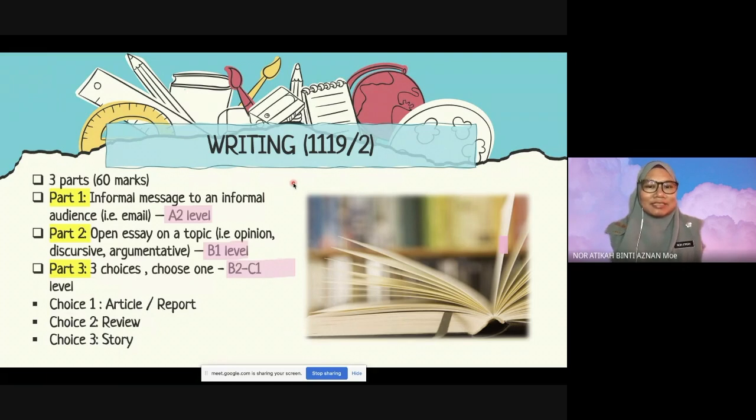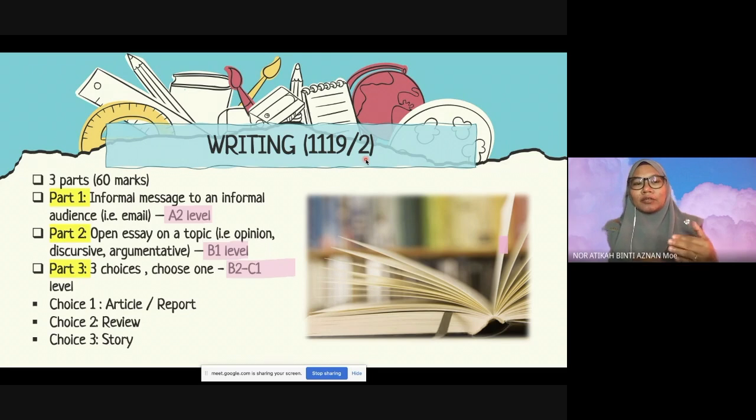So this is writing 1119 paper 2. The credit for preparing the slides goes to teacher Nakia binti Abdullah. Now we are going to the content of the writing paper. In the new format of SPM, writing is no longer in paper 1, but it has moved to paper 2. It consists of 3 parts, part 1, part 2, and part 3, and altogether it sums up to a total of 60 marks.